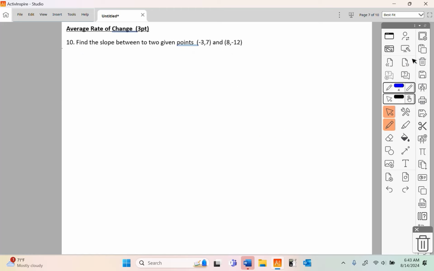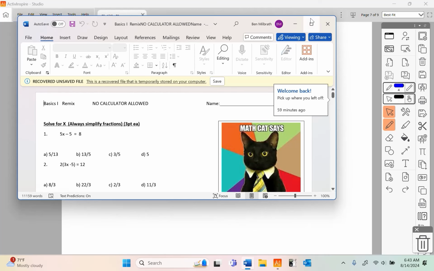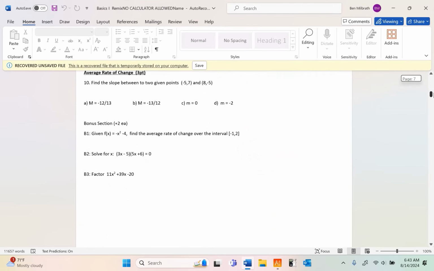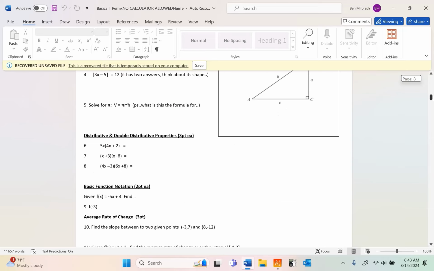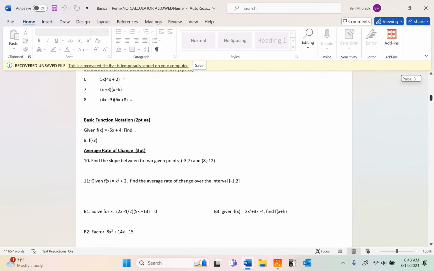This should actually be title number 11. Oh, that's just a duplicate. Let's get that out of there. Something's missing. Missing one here. That's basics 3 practice, right? Ah, there she is. That's what's missing.